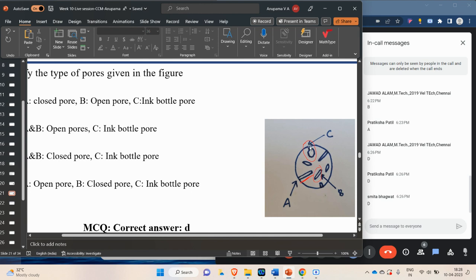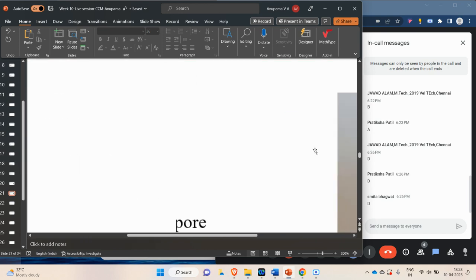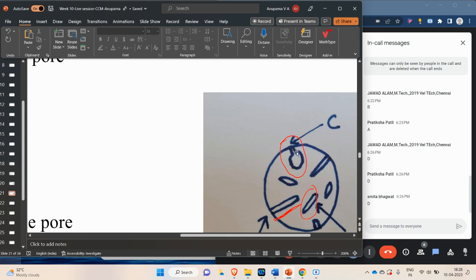Whereas option C has a smaller opening, whereas it extends to a bigger volume. So that is known as an ink bottle pore, particularly because of its shape, which resembles the older ink bottles. So it has an opening which is narrow, and then it fills a higher volume.